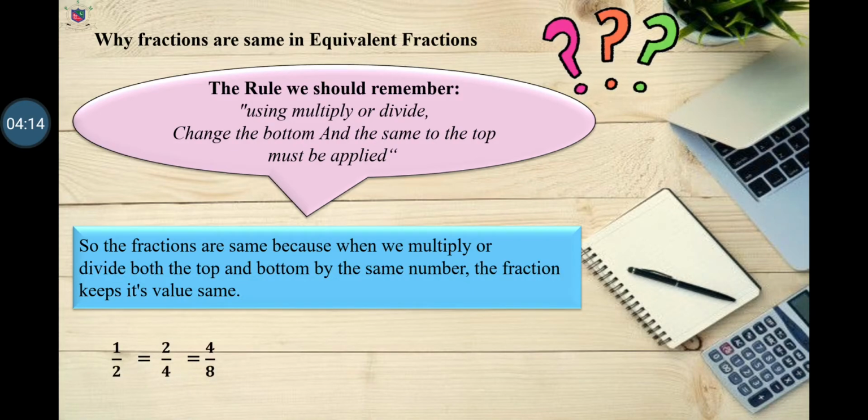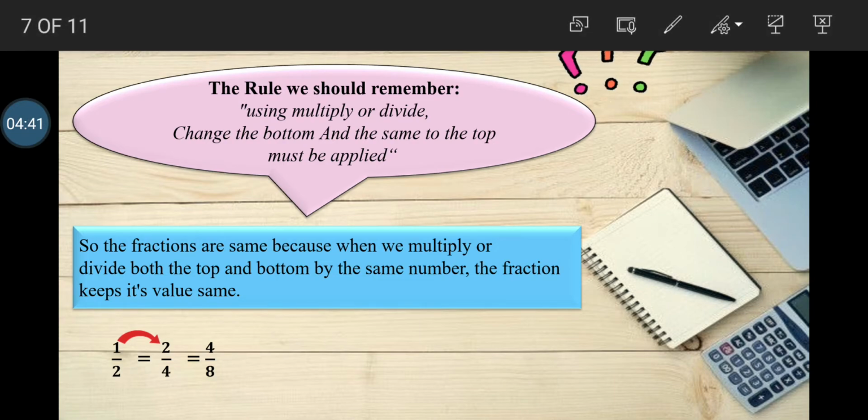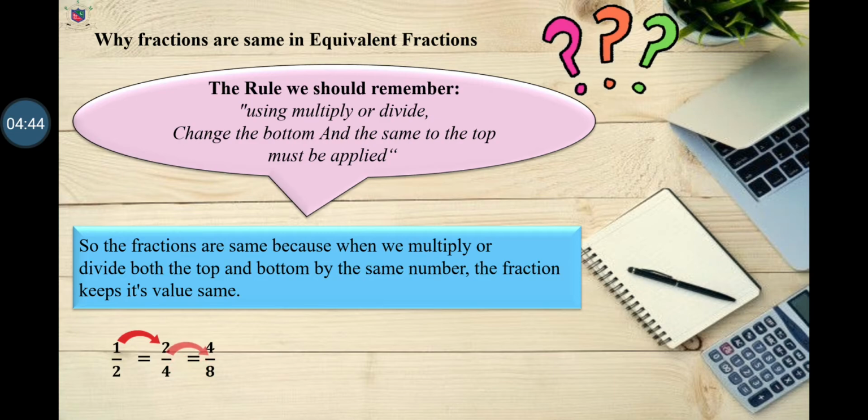Like 1 upon 2, when we multiply numerator 1 by 2, we get the fraction 2 by 4. And when you multiply the same fraction by 4, you get 1 times 4 is 4 and 2 times 4 is 8. So the fraction will be 4 upon 8. As you can see, I have tried to show it by using different arrows. Very good, yes. I hope, my dear students, you are understanding it. Like this you can make different equivalent fractions.